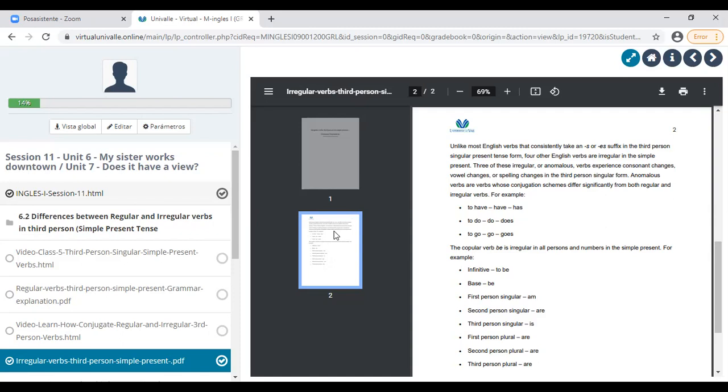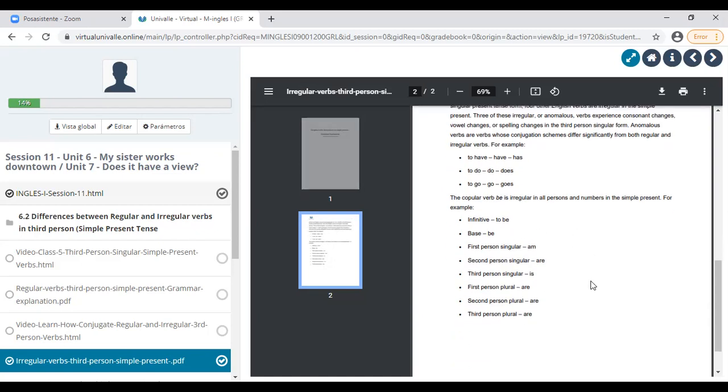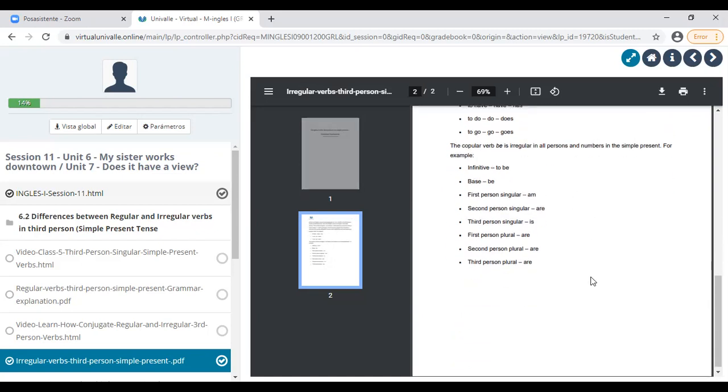Also, guys, the copular verb be is irregular. Why is it irregular? Because it has its own structure. Am, is, are. You know, I am, you are, he is, she is, it is, we are, you are, they are. And the verb be is irregular in all persons and numbers in the simple present tense.